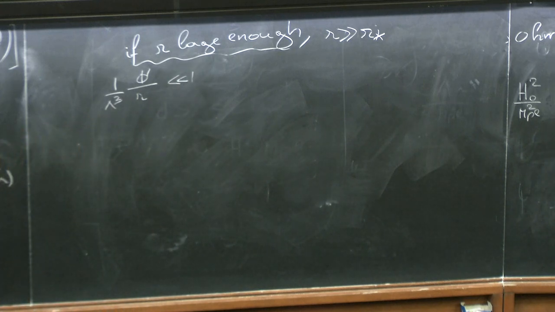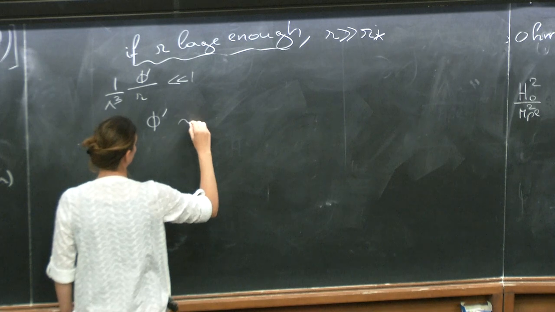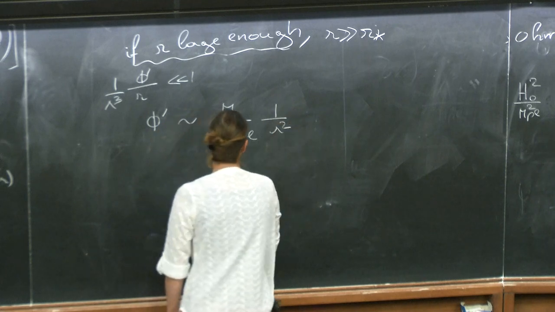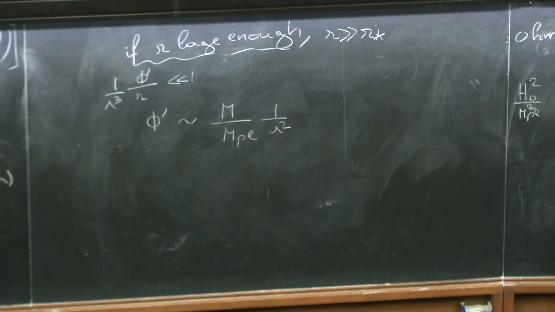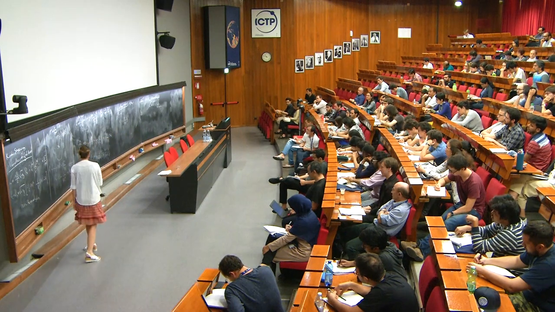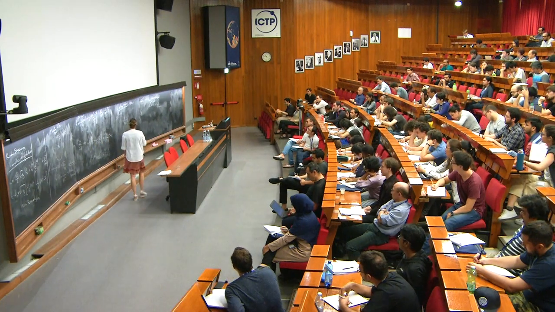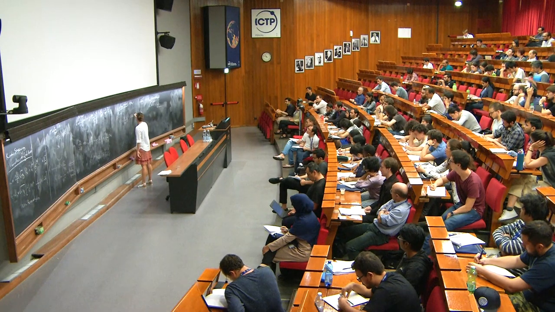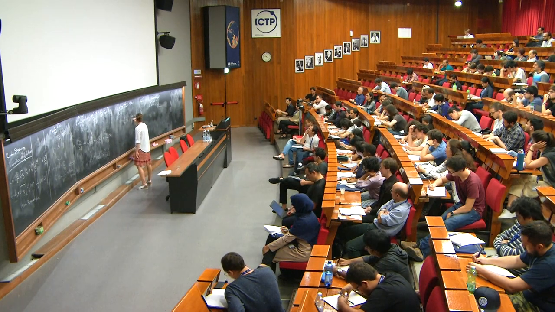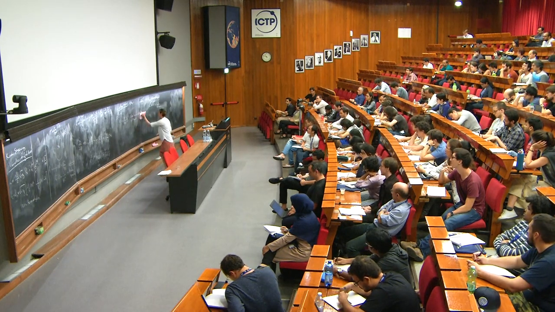And then the left-hand side is dominated by the first linear term, and we recover something like the Newton square law, where phi prime goes like m over m Planck, 1 over r squared. There are factors of 2 pi, et cetera, which I haven't put in, but this is just to give you an impression. So we recover the standard Newton square law behavior at large distances. And this is what happens in the weak field approximation. Okay? So then we have order 1 corrections to GR gravity, because this is in addition to the standard Newtonian force.